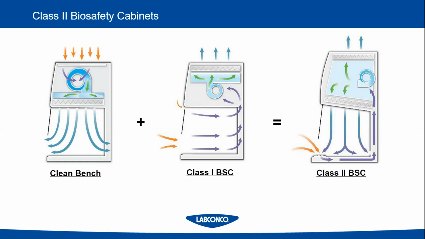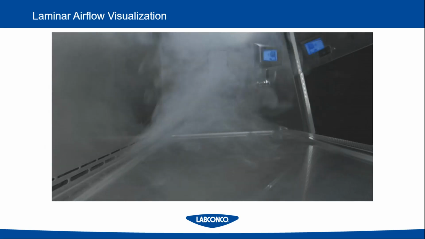Air from the lab is drawn in through the front grill and directed below and behind the work area, and it only passes over the work area after it's gone through the HEPA filter for the supply air, or it's only exhausted into the lab after it's gone through the HEPA filter for the exhaust on the top of the cabinet.